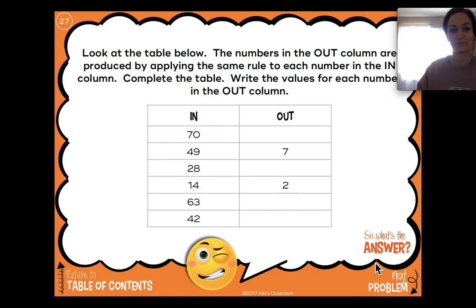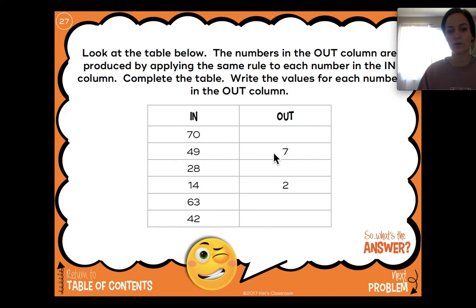Let's look at the next problem. Okay, here's another one of those tables. So hopefully that made sense to you on the first one. Let's try it. Look at the table below. The numbers in the out column are produced by applying the same rule to each number in the in column. Complete the table. So they're putting 49 in and they're getting 7 out.